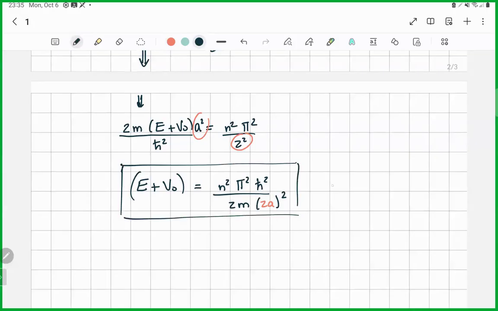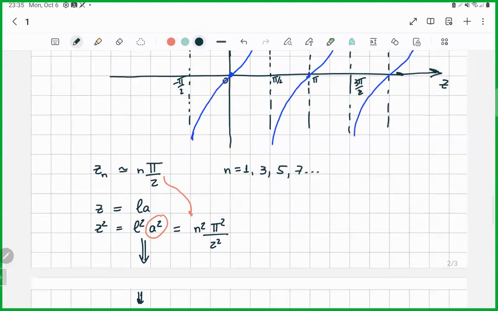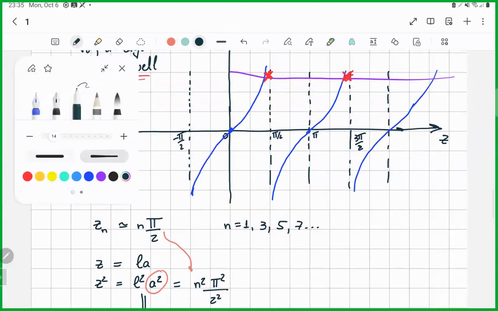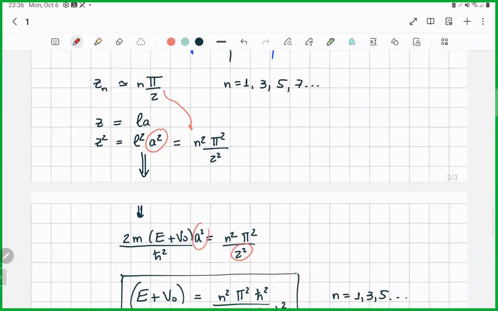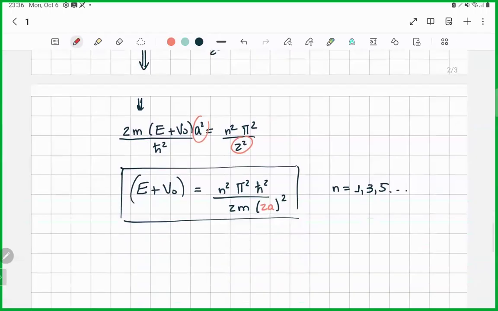Look at that. N is 1, 3, 5, and so on. Only odd values of n because we need these points here, pi over 2, 3 pi over 2, 5 pi over 2, and so on. Okay, what do we see here? Wow, this is very similar. It is the solution that we had for the infinite square well, isn't it? Go back to the solution of the infinite square well and confirm that.